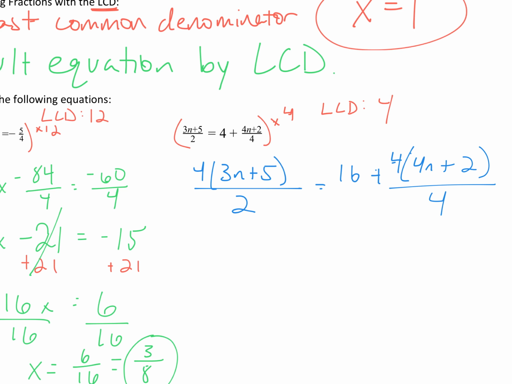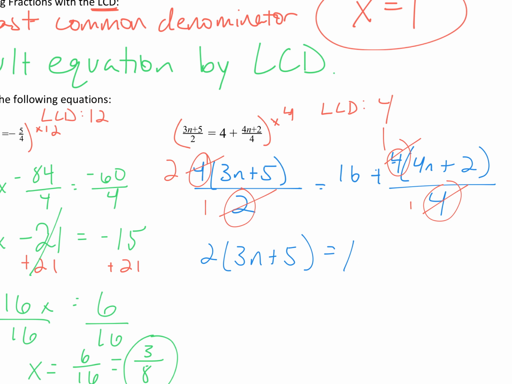If we can simplify right away with the fractions, go ahead and do that. When I say that, I mean, can I simplify 4 on the top over 2 on the bottom? Yeah. I could take a 2 out of both of those, and that just gives me 2 and 1. Or can I simplify this 4 divided by this 4? Yeah, it just gives me 1 and 1. As you know, I don't really need to write 1 in the bottom of a fraction, so I'm just going to write what I have left. 2 times 3n plus 5 equals 16 plus 4n plus 2.